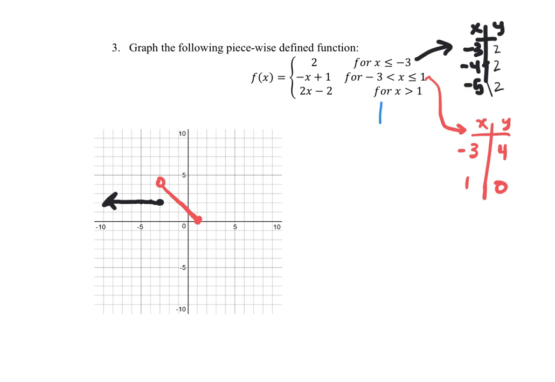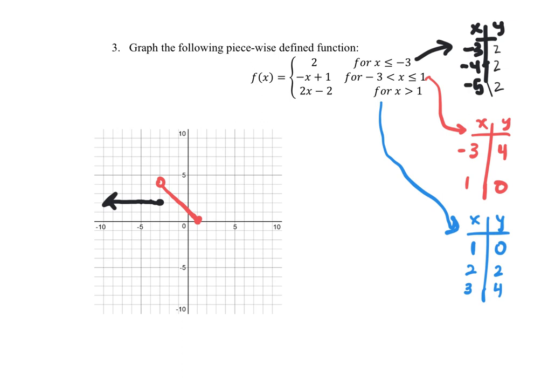Now for this bottom piece, x greater than 1, not greater than or equal to, but I am again going to place a point when x equals 1, and remember that's got to be an open circle. And then greater than 1 would be 2, 3. So plugging in a 1, 2 times 1 is 2, 2 subtract 2 is 0. 1 comma 0. And then 2 times 2 is 4, 4 subtract 2 is 2. And then 3 times 2 is 6, 6 minus 2 is 4.